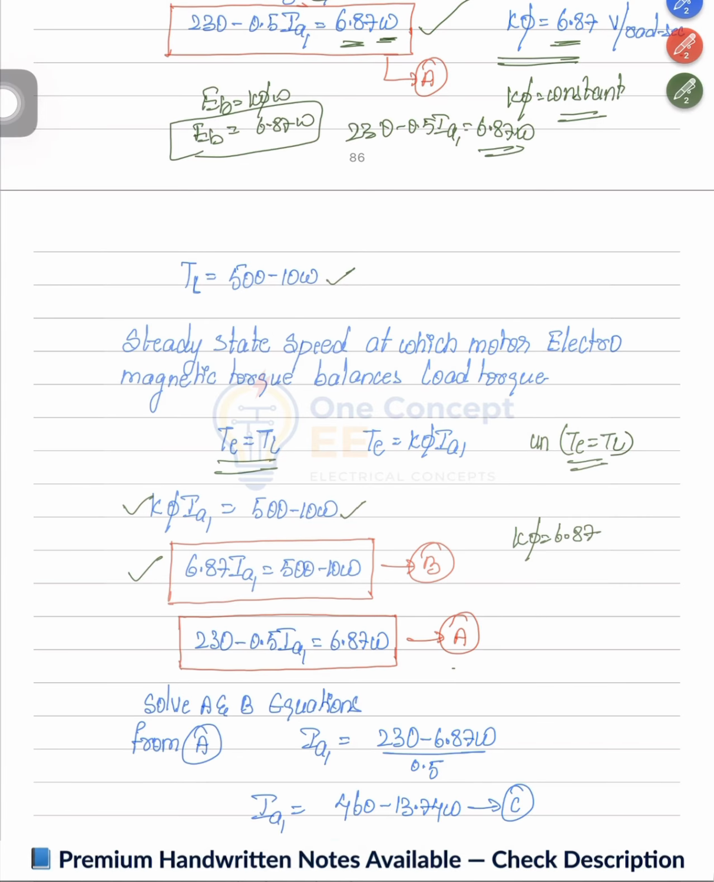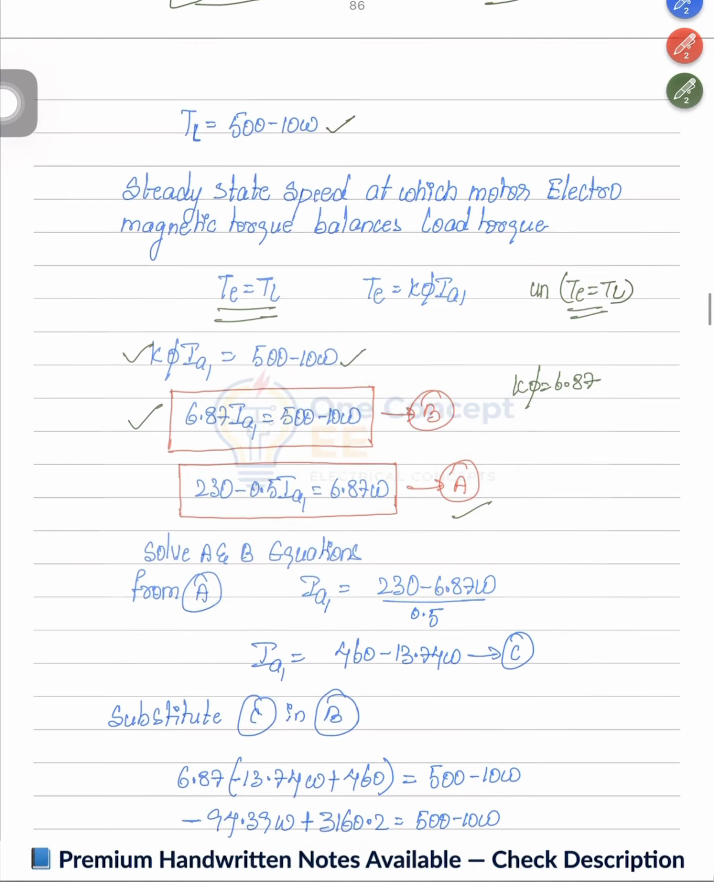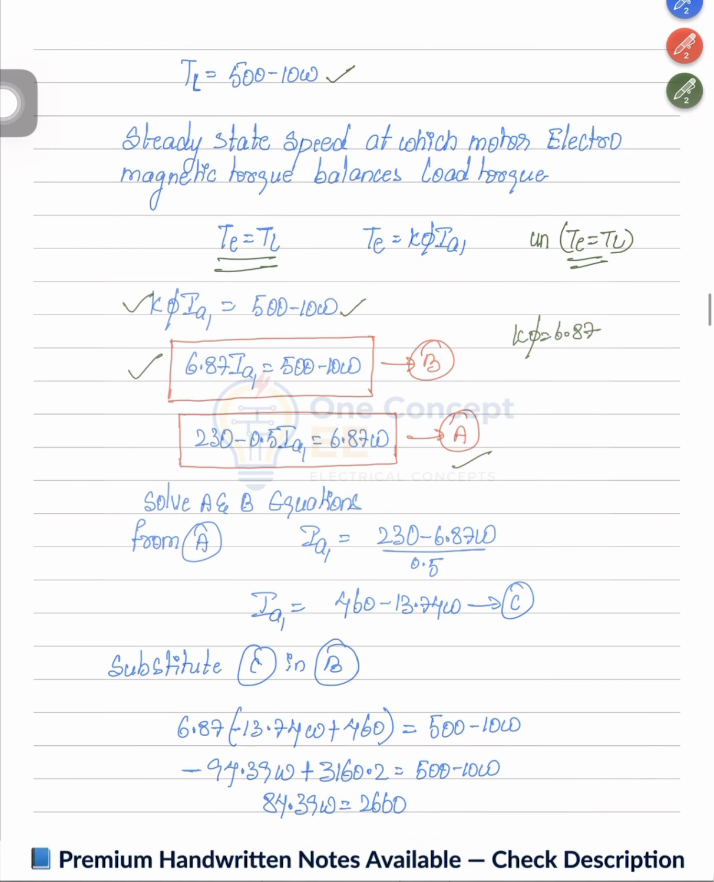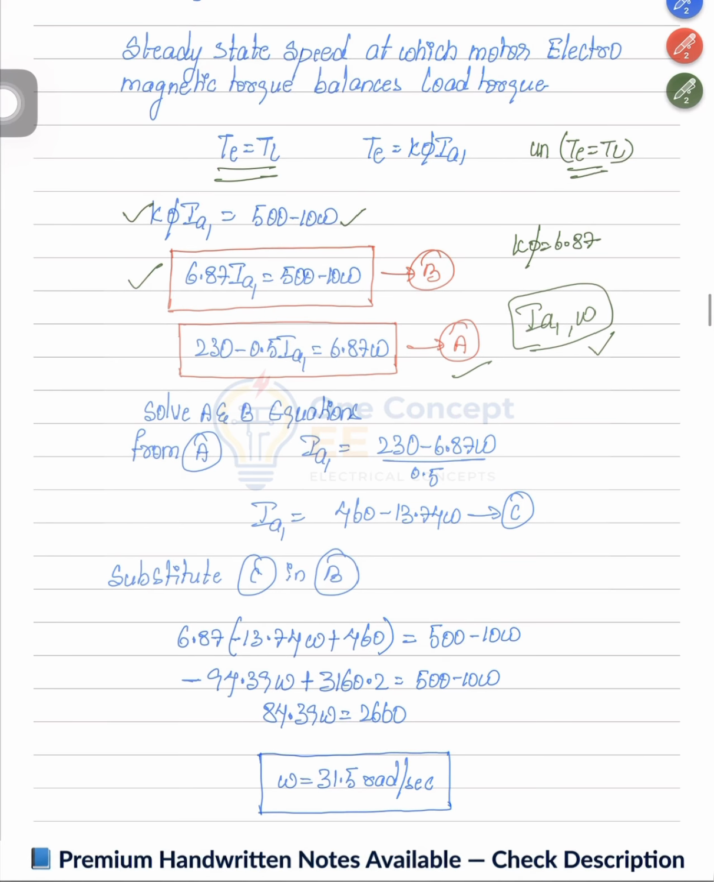Previously we got equation A. By solving equations A and B, I can find Ia1. There are only two variables, Ia1 and omega. By solving these expressions, I find omega equal to 31.5 radian per second.